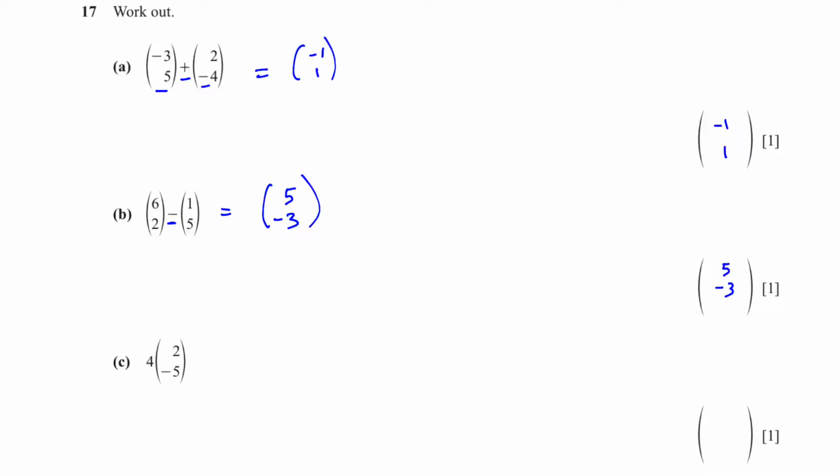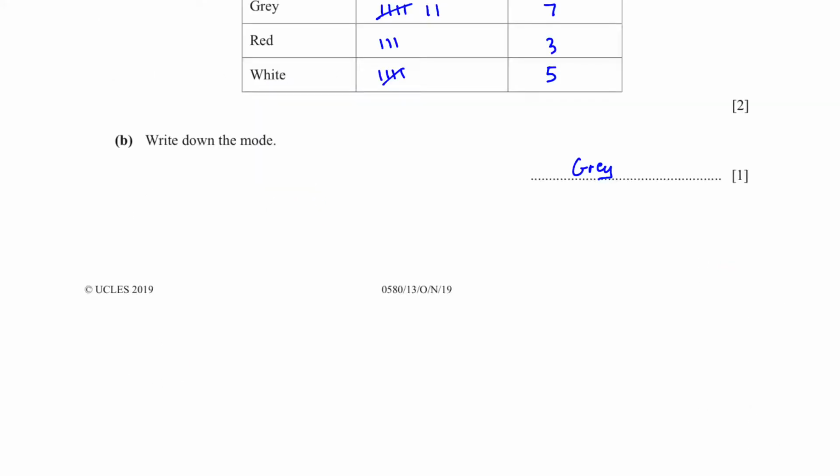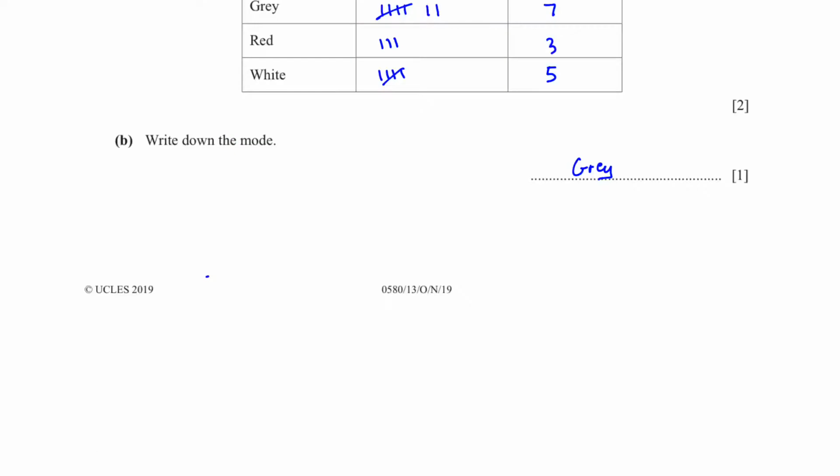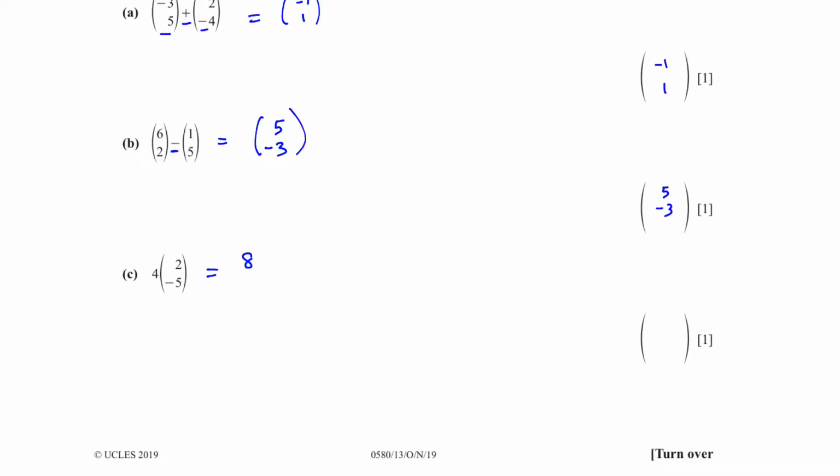Next, there's a number outside the bracket. That means multiply. 4 multiplied by 2 and 4 multiplied by -5, and we will get 8 and -20. So that was an easy question.